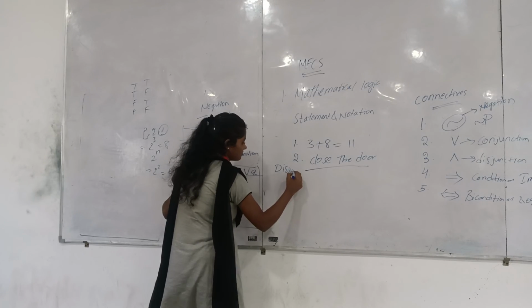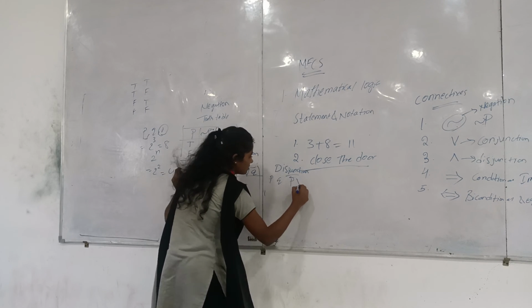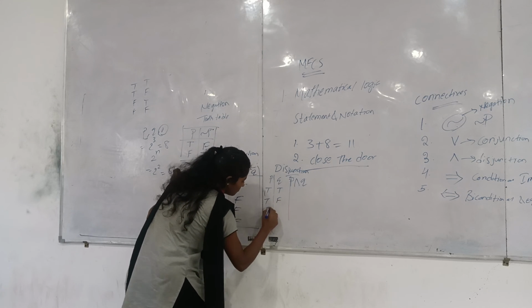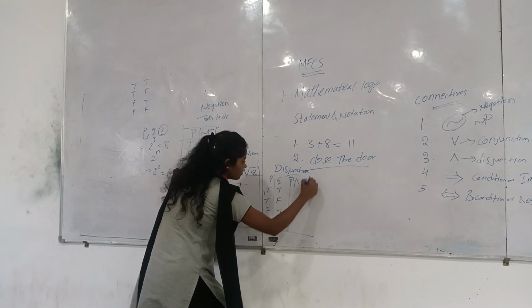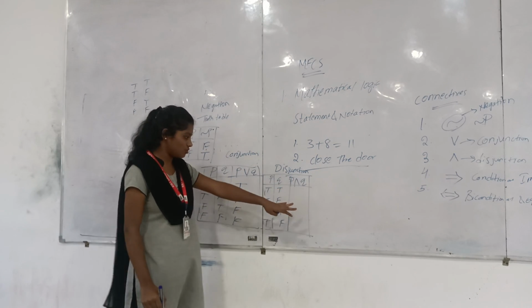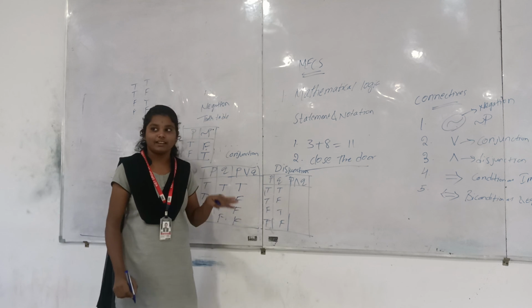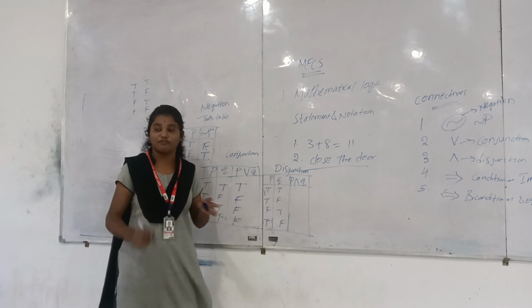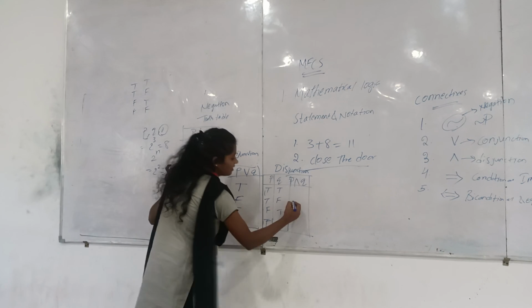Disjunction. Here the OR operation is used, and we notice that if one of the values is true, the truth value becomes true only. Why? Because if in the variables one of them is true, it will give a true value.